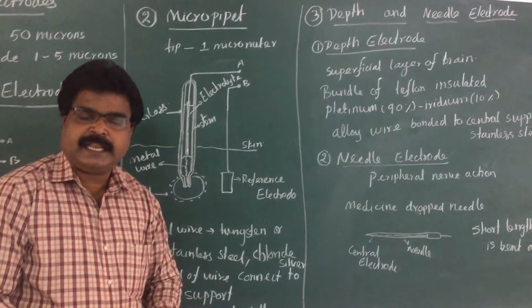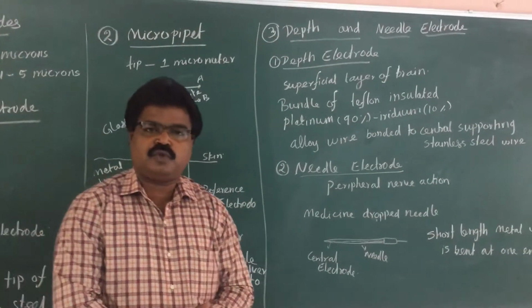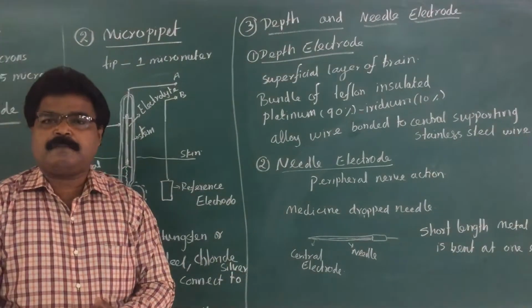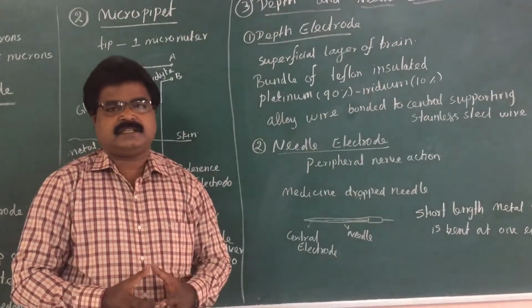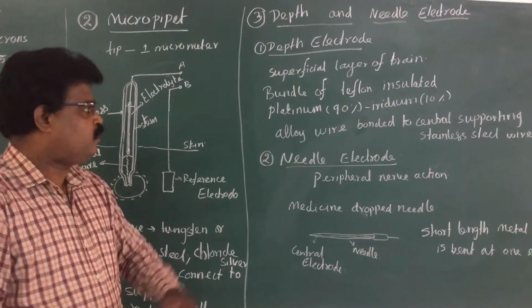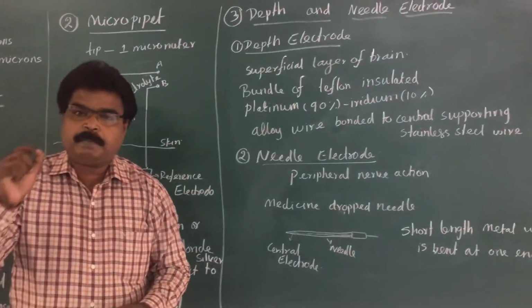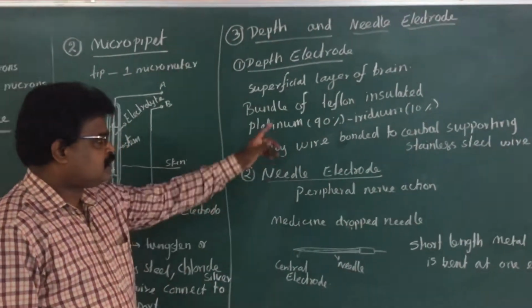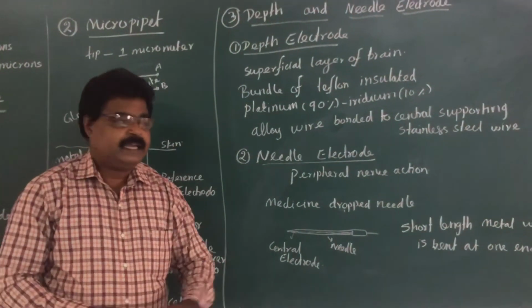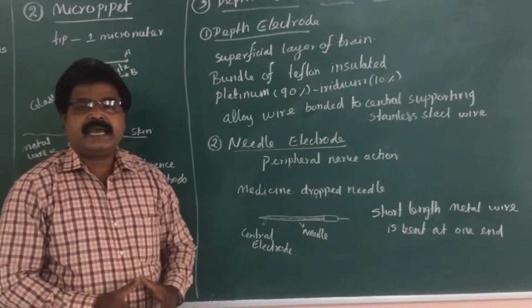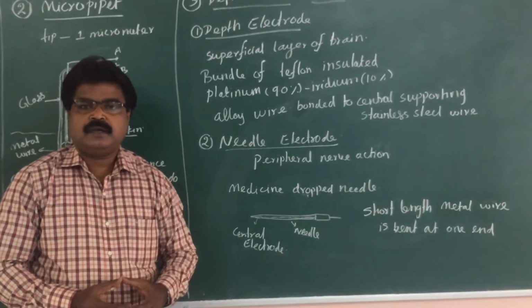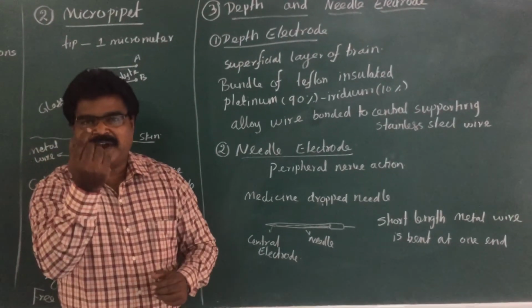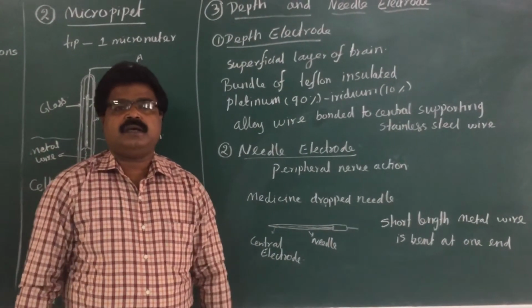Next one is the depth needle electrode. This depth needle electrode is used to pick up the signal from the superficial layer of the brain or some localized area of muscles. That's the purpose of this electrode. First one is the depth electrode. It consists of a bundle of Teflon-insulated platinum 90%, iridium 10%. The end of the bundle must be joined together to form a fine tip so that we can insert it into the brain.